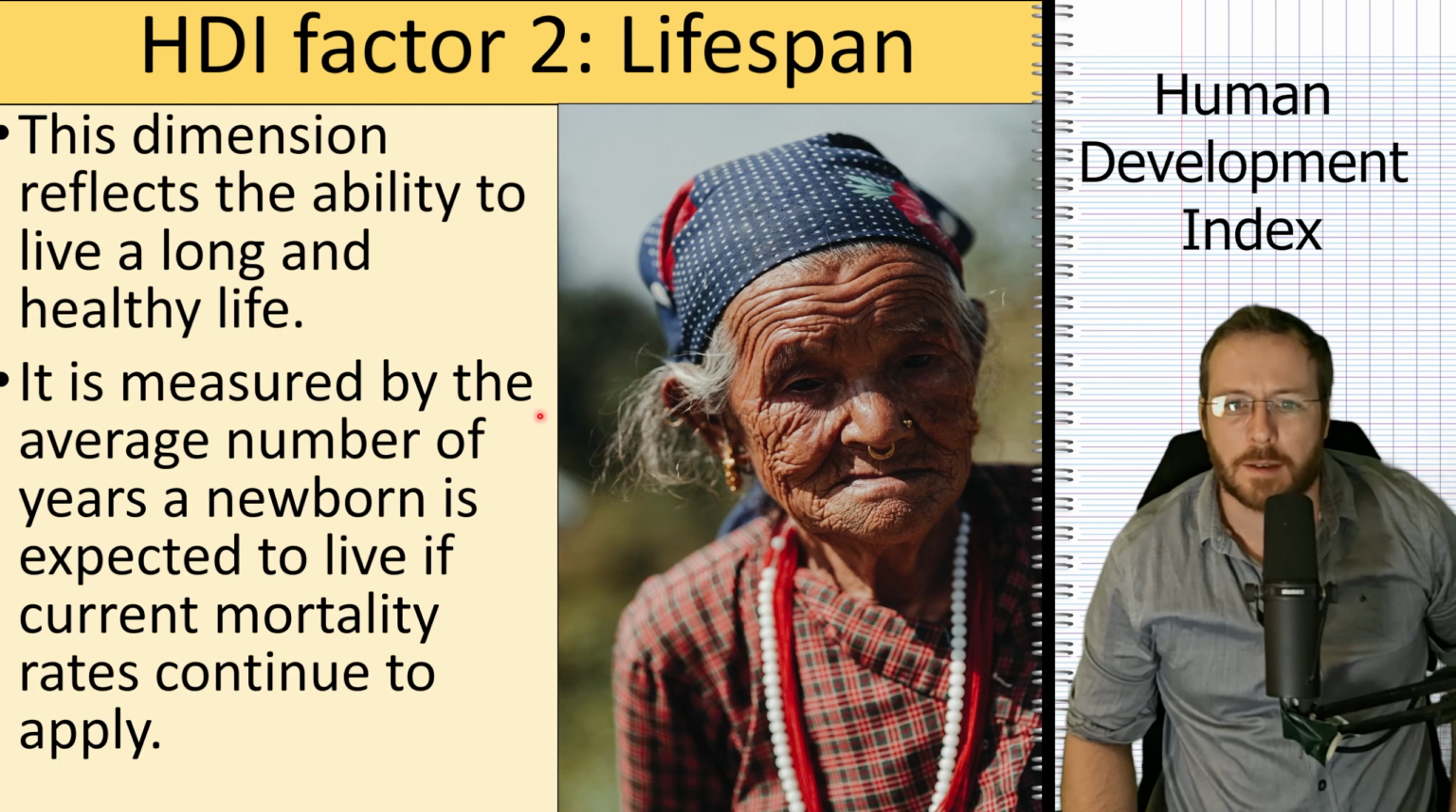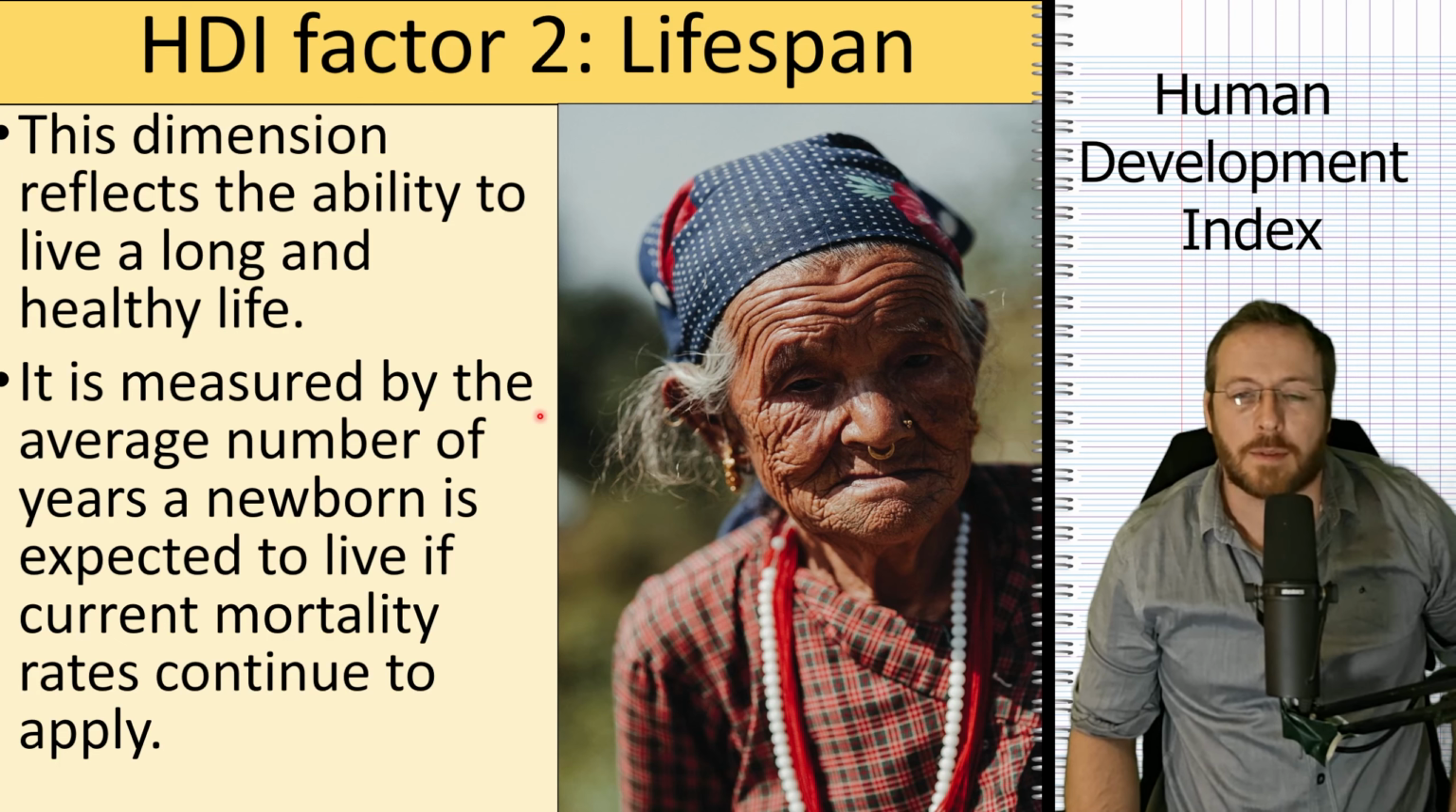How long are people living? This is a massive indicator. If your medical services are really good, people are going to live longer, aren't they? If the diet of your people is really good, people are going to live longer. There's lots of reasons that can cause premature death, but it is an indicator of development and quality of life.